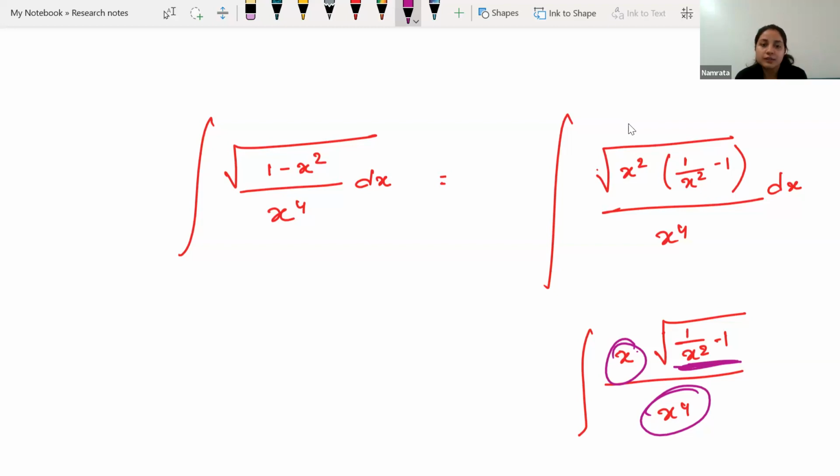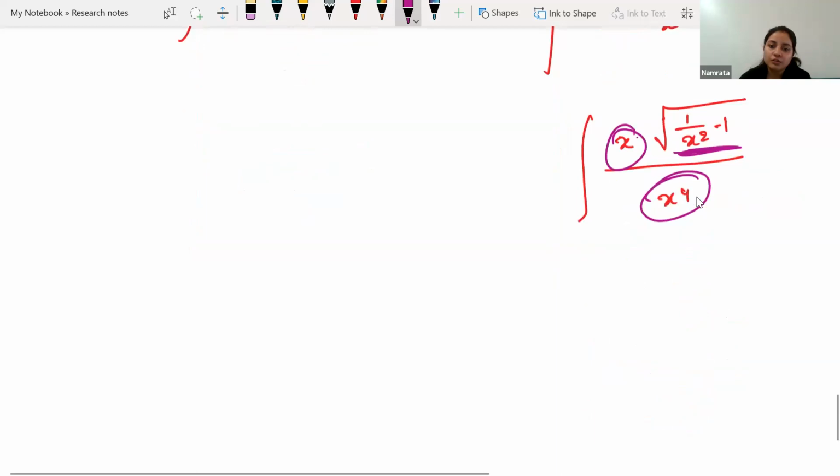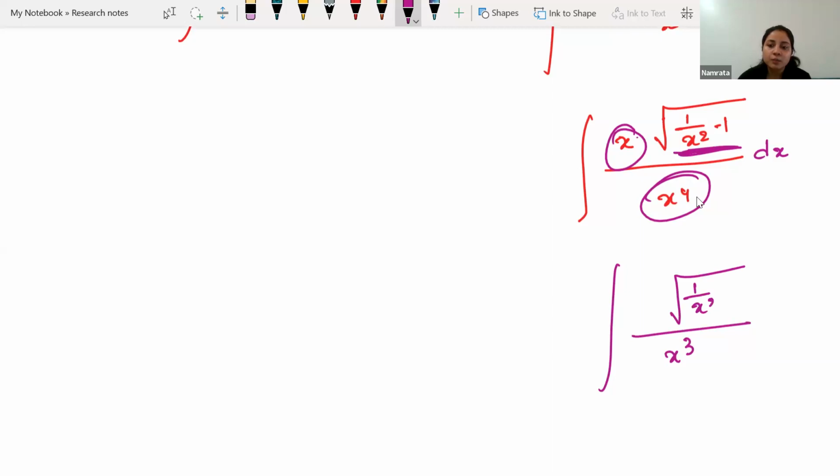If that is working, we have to check. If that is going to work, then this integration will become very simple. Let's see whether it is working or not. So this circled part is making x cube in the denominator. And here we have 1 by x square minus 1. Let us assume 1 by x square minus 1 is equal to t square, because the square root is there. That will help us get rid of this square root sign.